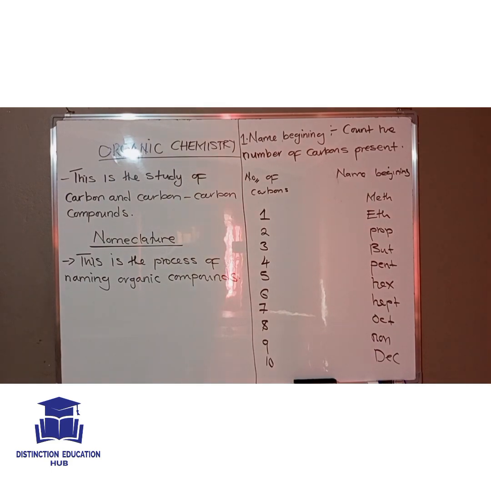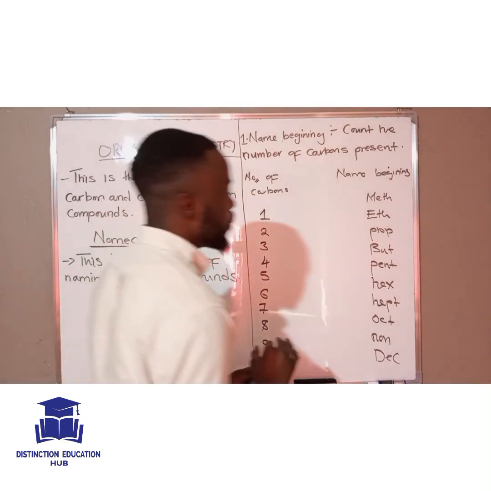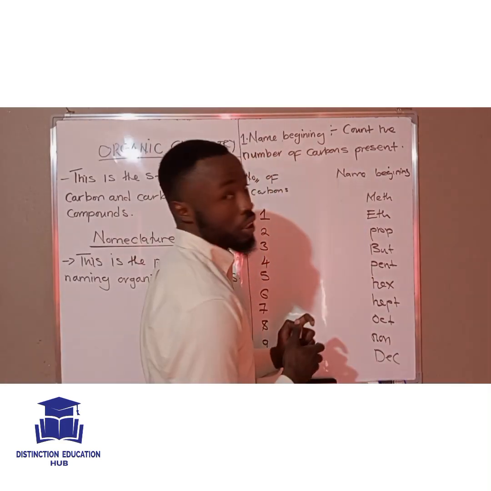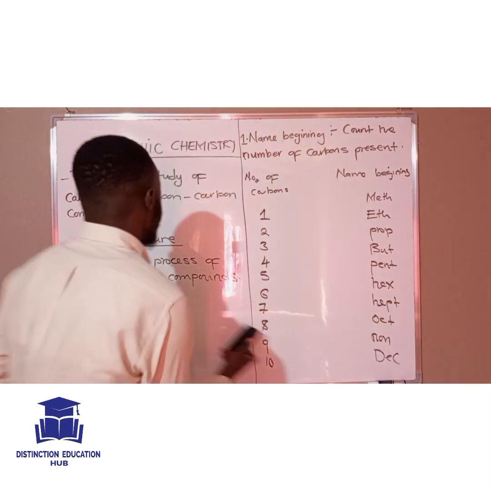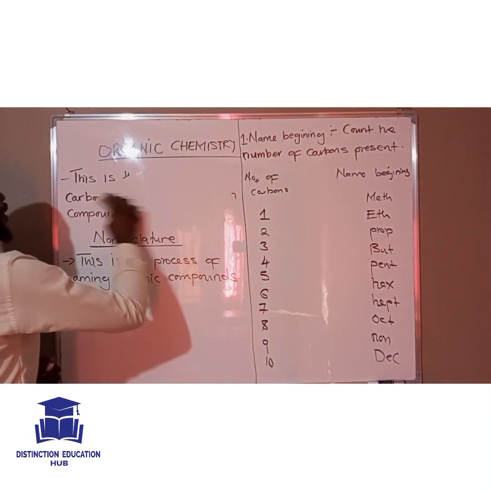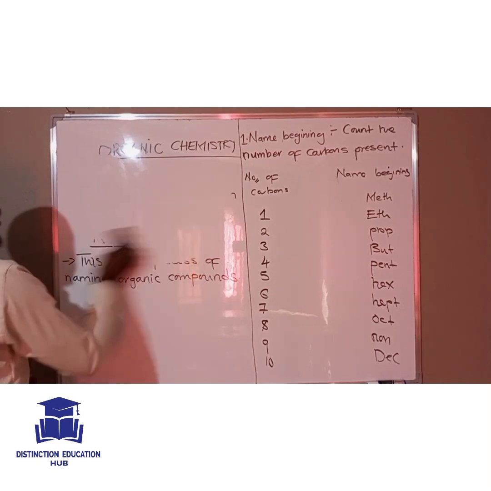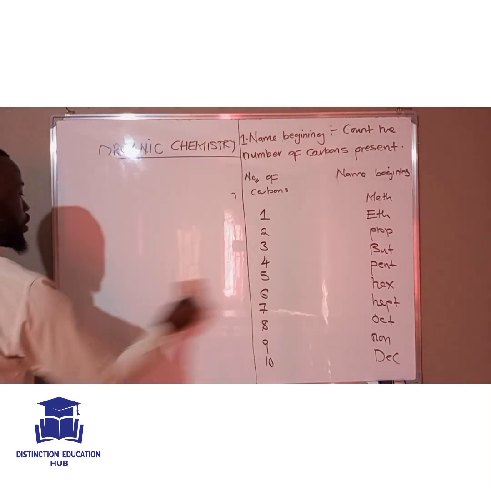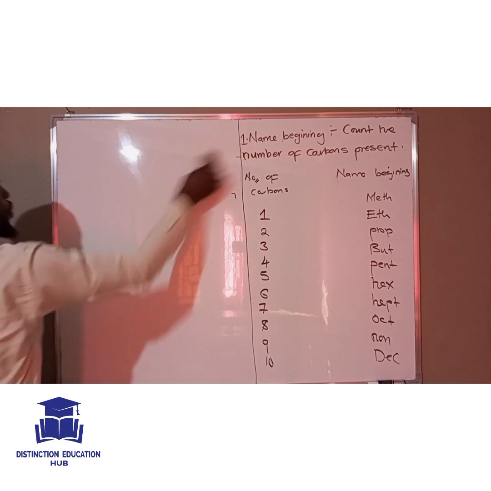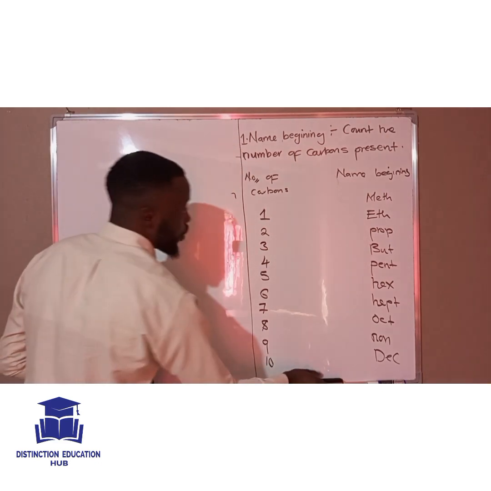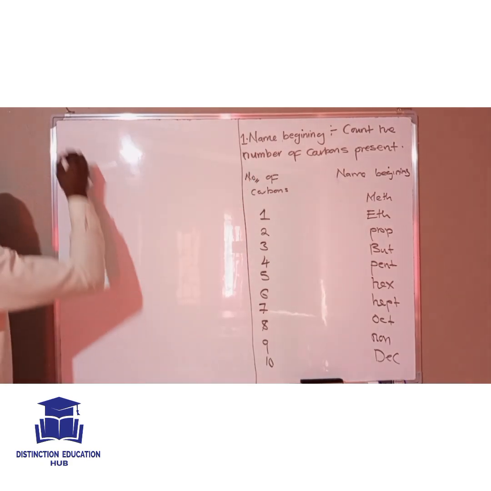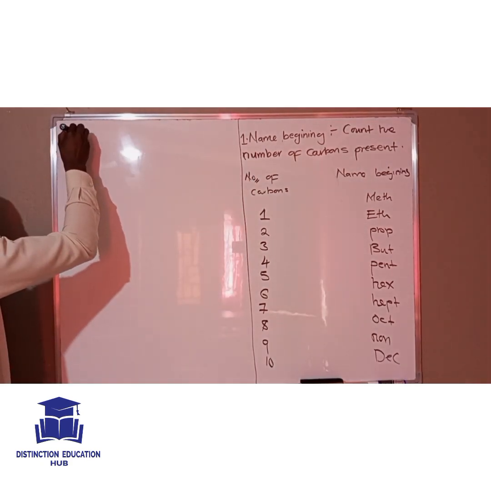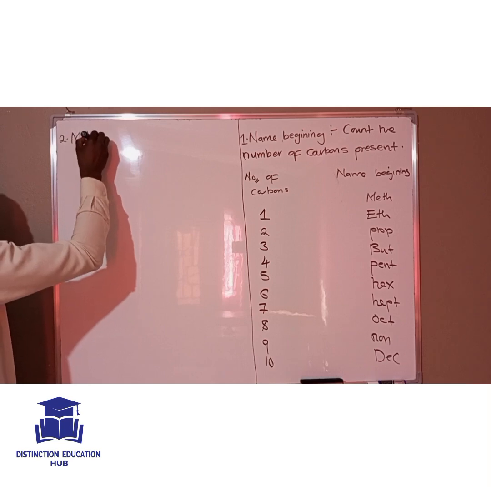If you have one carbon, the name beginning is meth. Two carbons, eth. Three carbons, prop. Then just like that. Next is the middle name. What do you consider when you want to determine the middle name of a compound? So number 2, we look at the middle name.